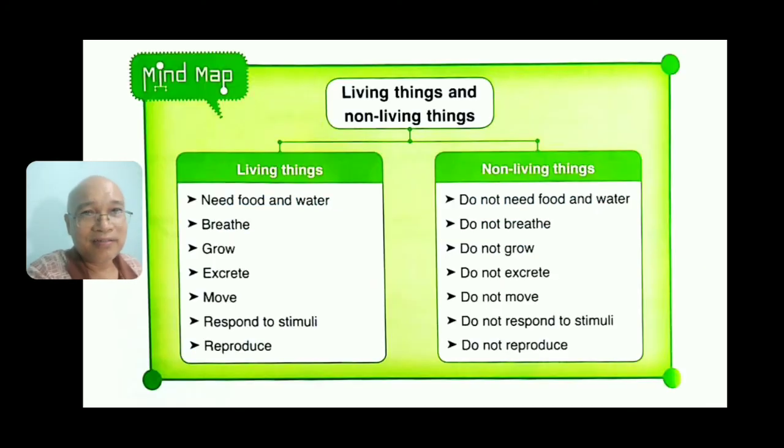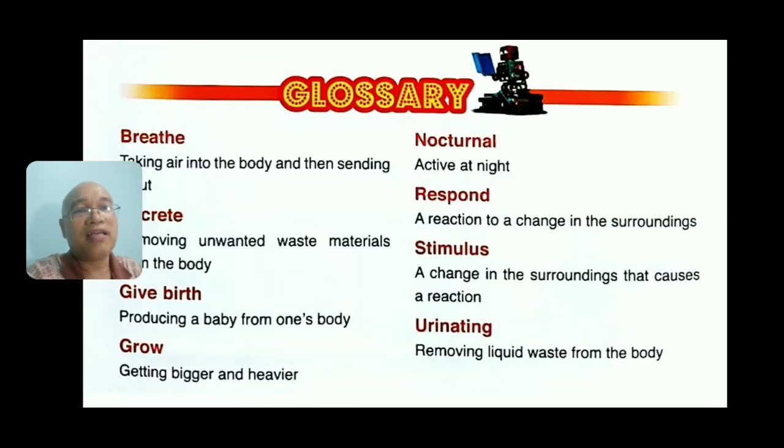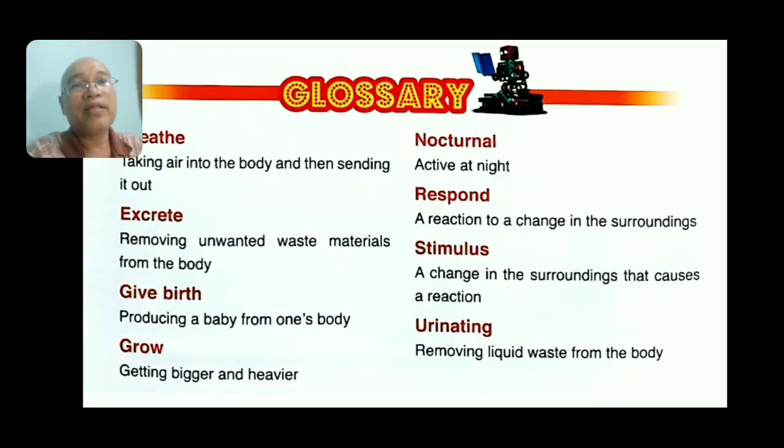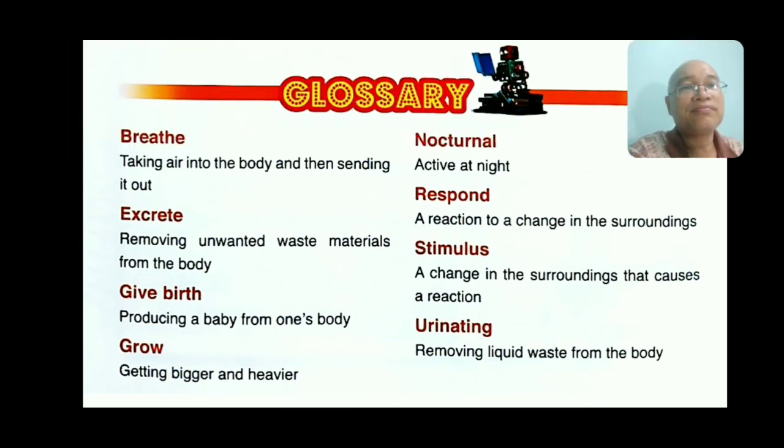But here, let us have a mind map about living things. We did it already. And now, the glossary of things that we already studied. Breathe is taking air into the body and then sending it out. Excrete is removing unwanted waste materials from the body. Give birth is producing a baby from one's body. Grow is getting bigger and heavier.